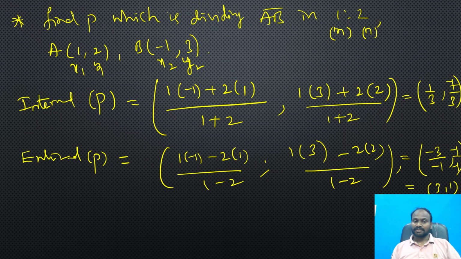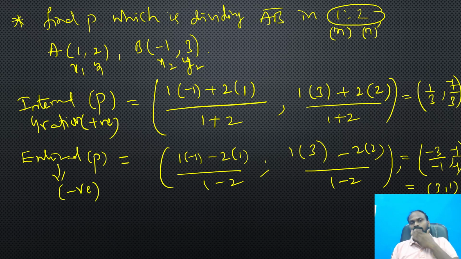So remember, whenever they mention external division, the ratio is negative. If they mention internal, the ratio will be positive in internal division. And in external division it is always negative.